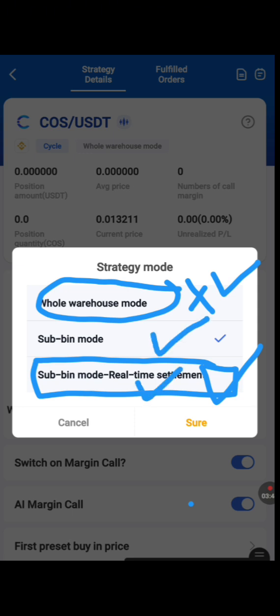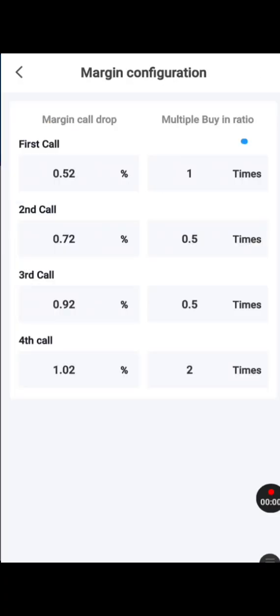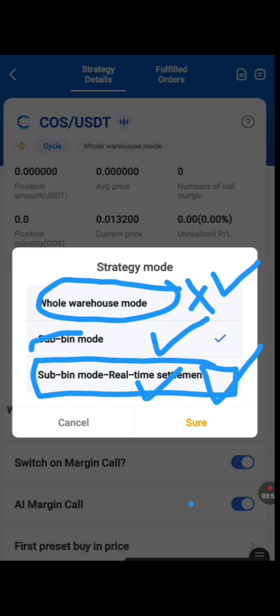But if you have margin calls only ending at 4, you won't be in a position to change your strategy mode from whole warehouse to any of the 2 sub-bins. But if it is from the 5th call onwards, you will be in a position to quickly change your strategy mode from whole warehouse to any of the sub-bins. So those are the 3 scenarios you need to take key note of when you are setting your strategy modes.